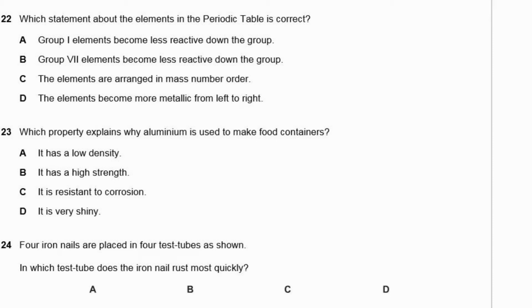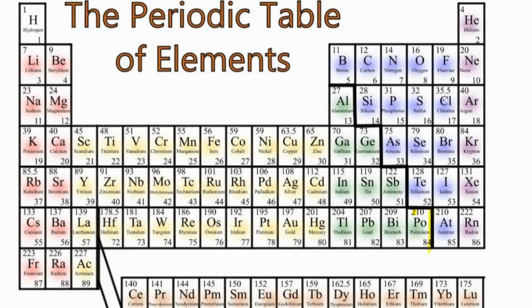Question 22. Which statement about the elements in the periodic table is correct? Okay, group 1 elements become less reactive down the group. So if we look at the periodic table, we have hydrogen at the top of group 1, and we have francium at the bottom. Now in the class, you probably have done the squeaky pop test for hydrogen. You might have been able to see what lithium or sodium look like, maybe potassium. Now these ones, you're not going to have in the classroom. They're really, really dangerous because they get very reactive down the group.